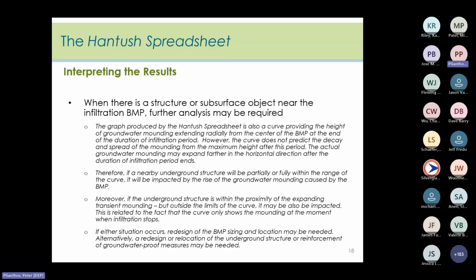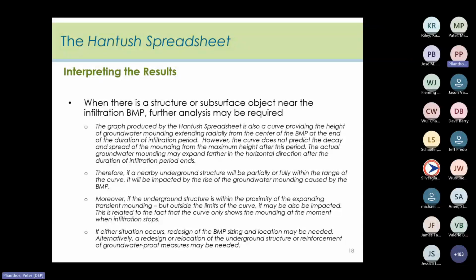There are some limitations associated with how the hand-touch spreadsheet operates. The graph produced by the spreadsheet is comparable to a snapshot in time of the mounding that occurs at the end of the duration of infiltration period. Since it's a snapshot, it does not depict what happens over time, as the mounding height decays and spreads out. During decay, while the maximum mounding height under the center of the basin will reduce, the mounding will expand in the horizontal direction and potentially cause the tails of the mounding curve to rise higher than the height at the beginning of the decay.